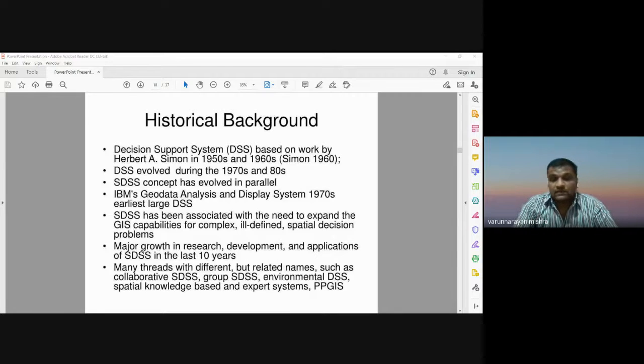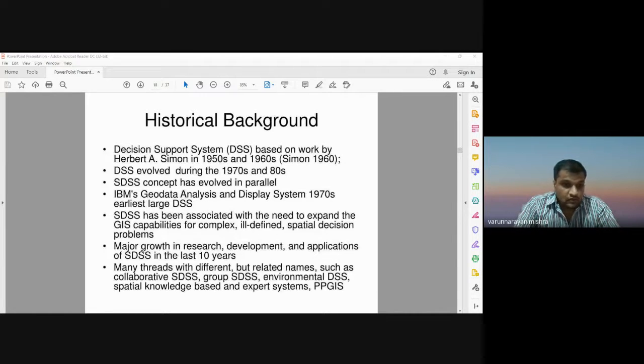IBM is a very famous company. The full form of IBM is International Business Machines. The IBM first started working on this DSS in the 1970s. SDSS have been associated with the need to expand the GIS capabilities for complex, ill-defined spatial decision problems.